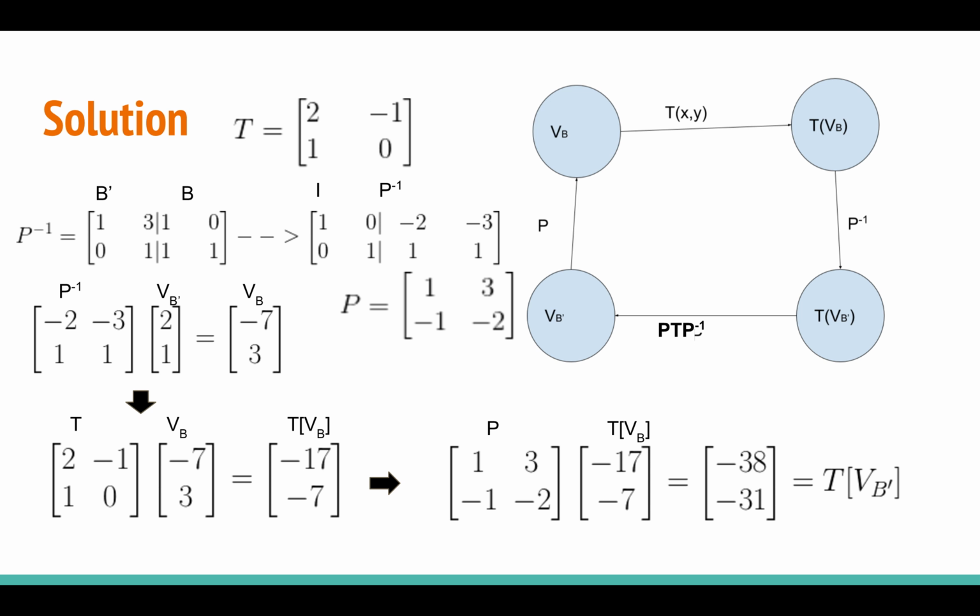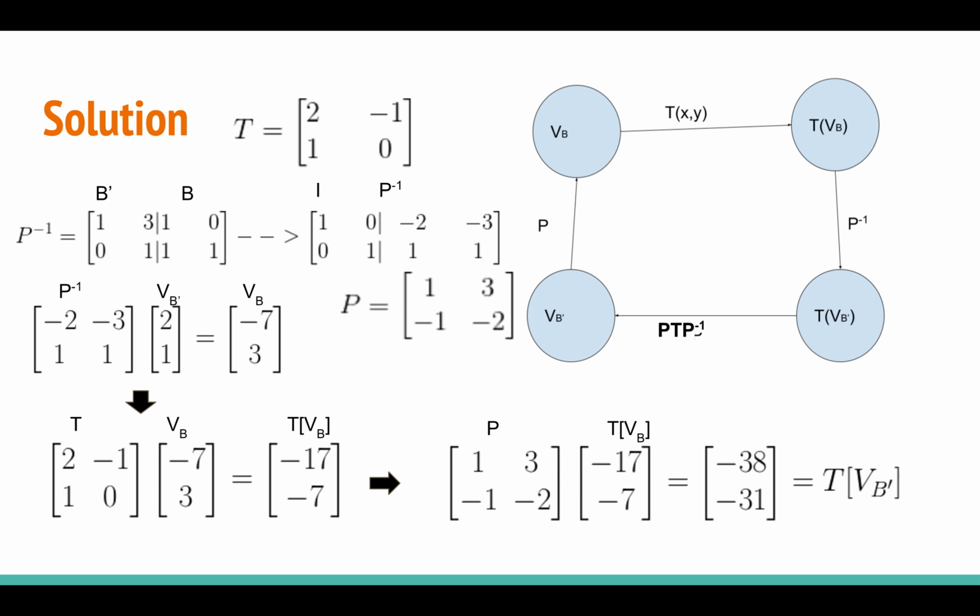We multiply this by vector VB prime, and that gives us -7, 3. So that is the transformation from VB prime to VB.